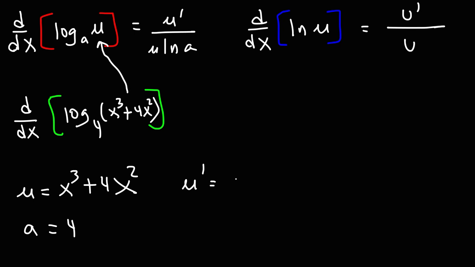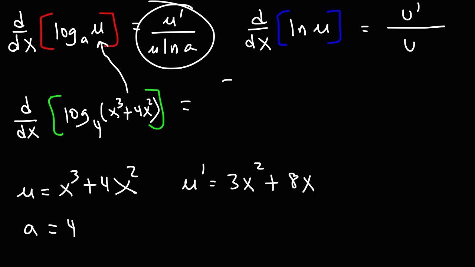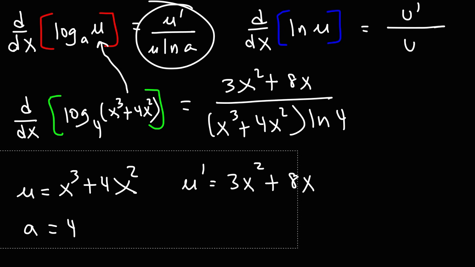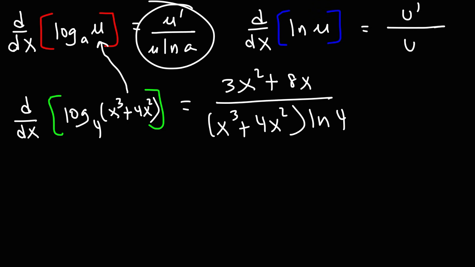The derivative of x cubed is 3x squared. The derivative of 4x squared is 4 times 2x, or 8x. And so plugging everything into that formula, it's going to be u prime, which is 3x squared plus 8x, divided by u, which is x cubed plus 4x squared, and then times the natural log of a, or ln 4. Now you could leave your answer like this, but understand that you could simplify this expression.